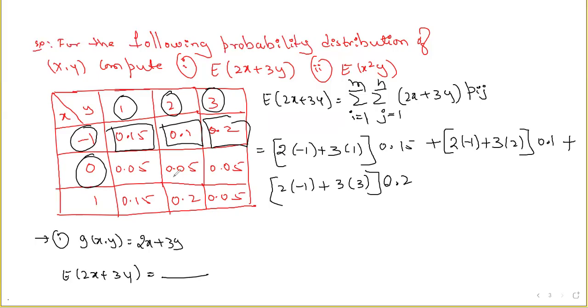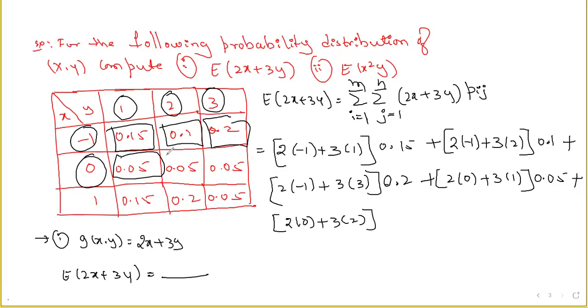Now we'll go for x equal to 0: 2 into 0 plus 3 into y equal to 1, and its probability is 0.05, plus 2 into 0 plus 3 into 2, its probability is 0.5, plus 2 into 0 plus 3 into 3. Why is this 3? Because of this 3y. Its probability is 0.05, plus.